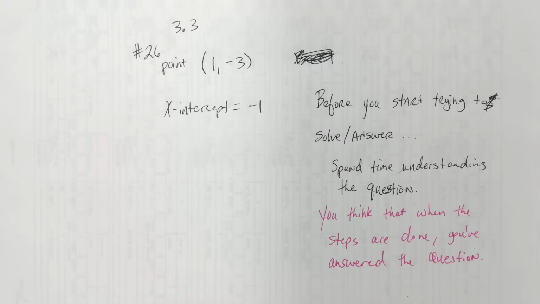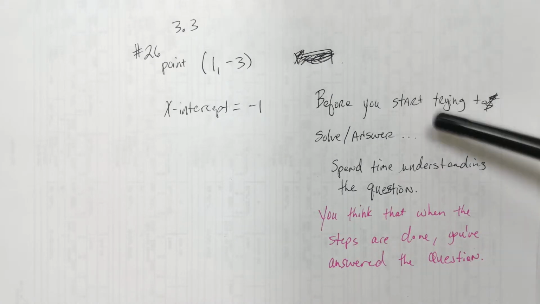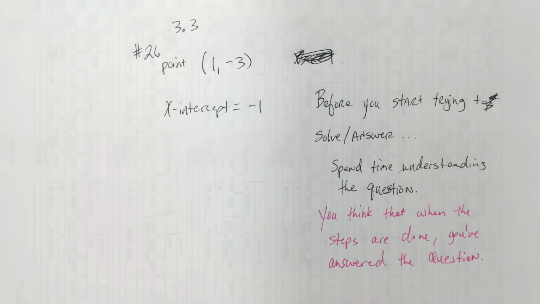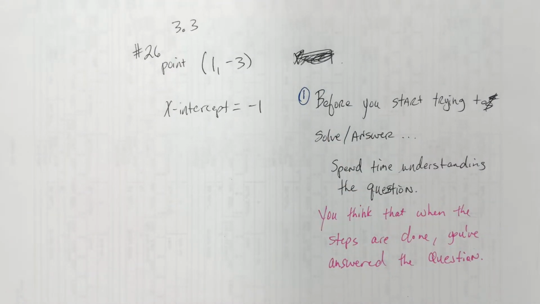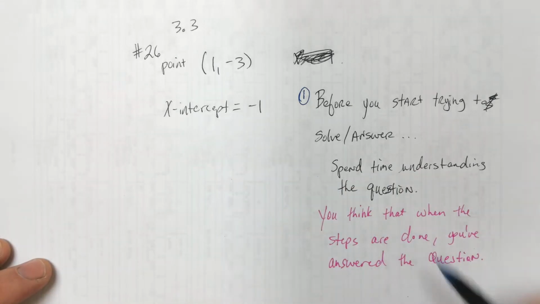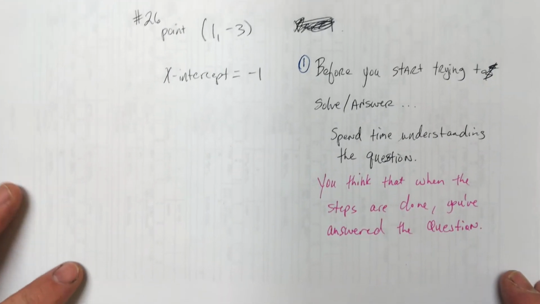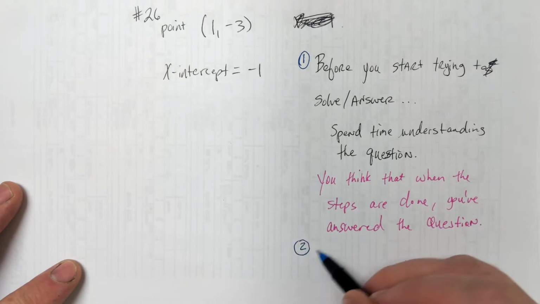Well, here's my point. Even checking your work doesn't. You have to go before you even pick up your pencil or pen. You have to make sure you understand what's being asked. And then you have to understand what information do I have that can help me answer that question. You have to do those two things before you can even work. So this is the first thing you got to do. Before you start, you got to make sure you understand what question's being asked. And then the second thing you got to do is figure out what information you have.